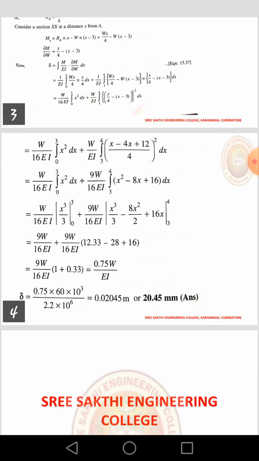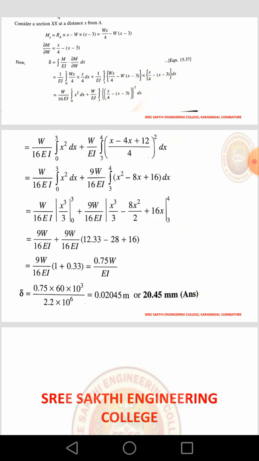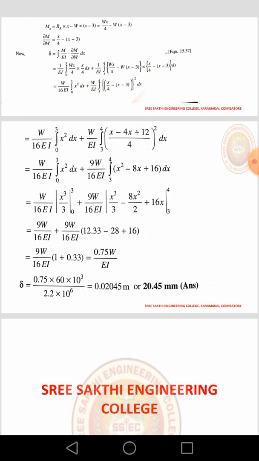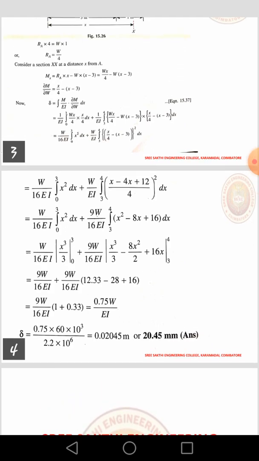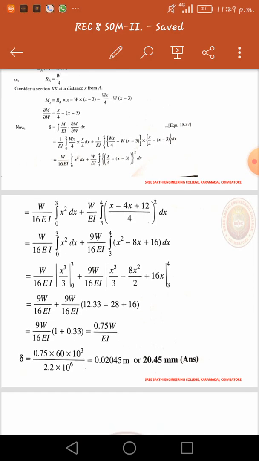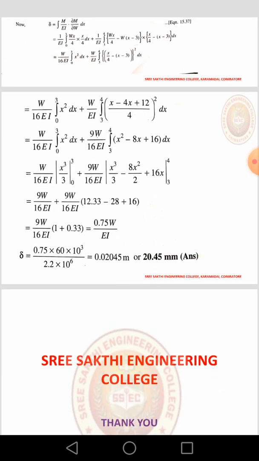Okay, so here after the integration, the x squared dx value is x cubed divided by 3, with limits 0 to 3. Next, for span CB, we get the x squared minus 8x plus 16 dx value. After the integration we get x cubed divided by 3 minus 8x squared divided by 2 plus 16x, upper limit 4, lower limit 3.